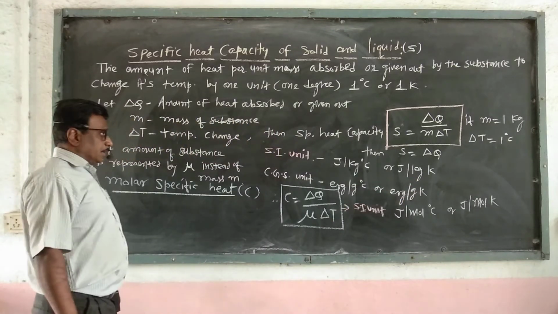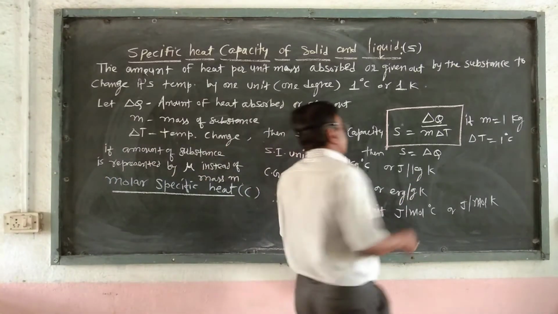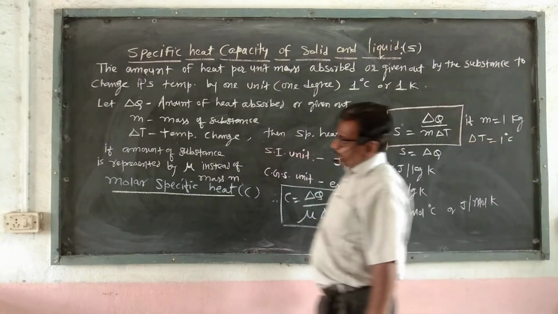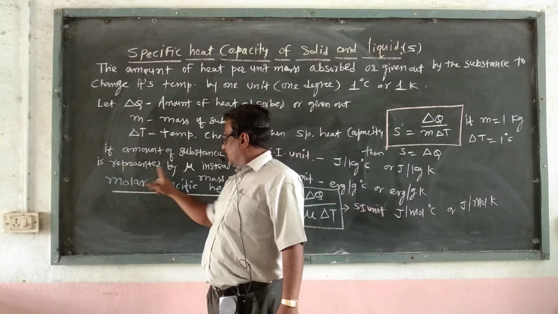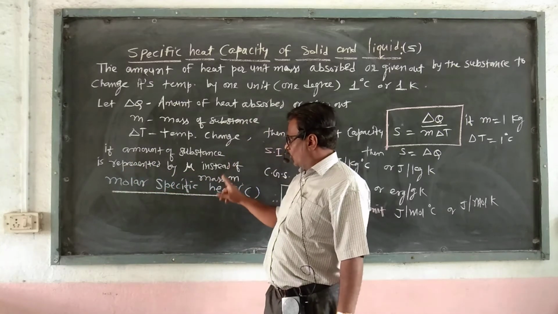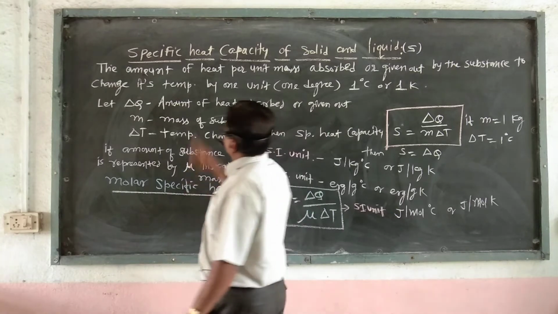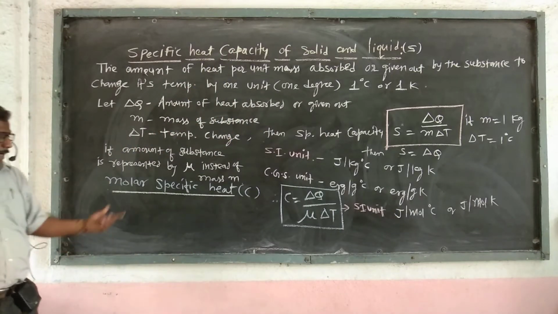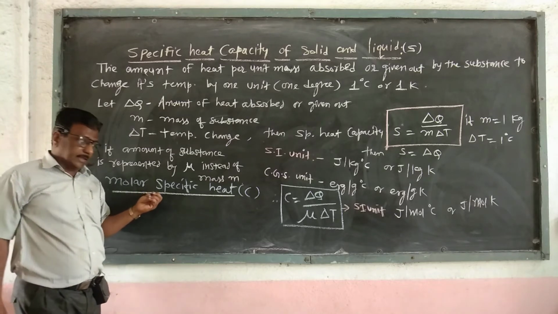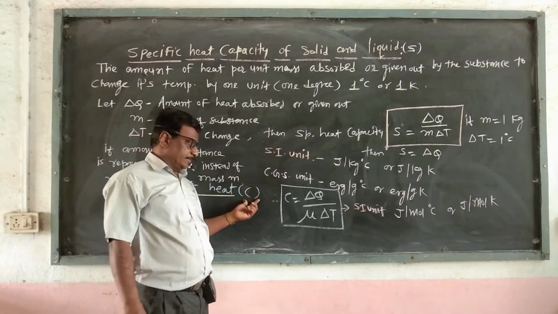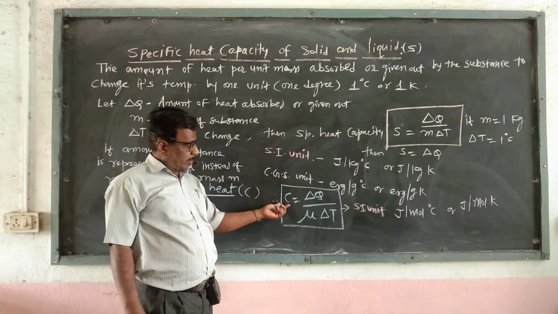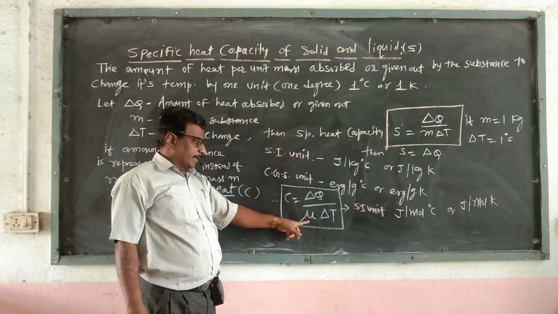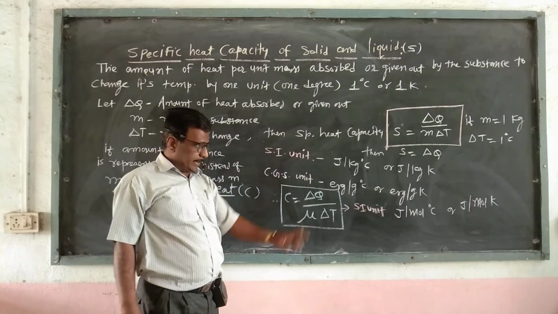Now if we substitute this letter M with mu, what happens? If the amount of substance is represented by mu instead of mass M, then this specific heat is called molar specific heat, and molar specific heat is represented by the letter C. So we get the formula for molar specific heat: C equal to delta Q divided by mu into delta T.